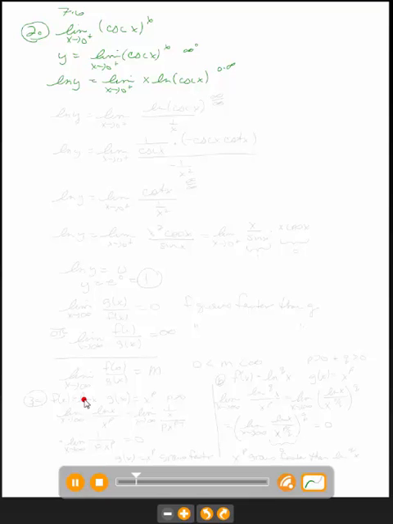So now I need to fix that by bringing that x down again. So I have the natural log of the cosecant of x over 1 over x. Now it meets infinity over infinity, so I can use L'Hopital on it.